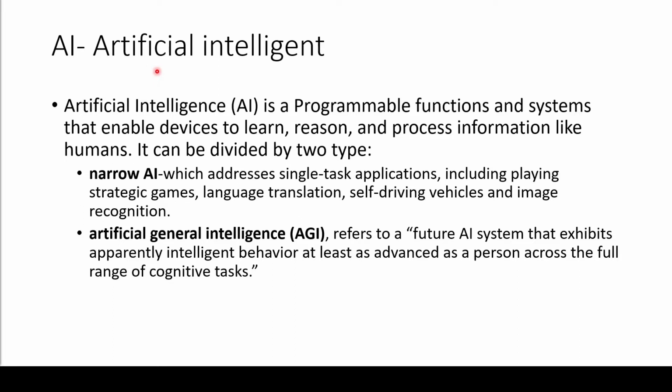I think that for this challenge, most of the applicants and contestants will be focused on the narrow AI, which is to solve certain particular AI problems, addressing certain tasks or applications. And then we have the second part, which is artificial general intelligence, the AGI. It refers to future AI systems that exhibit apparently intelligent behavior, at least as advanced as a person, across the full range of cognitive tasks. Meaning that it's like fully AI.